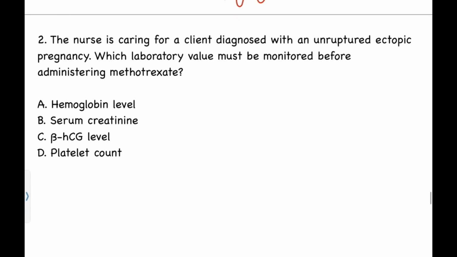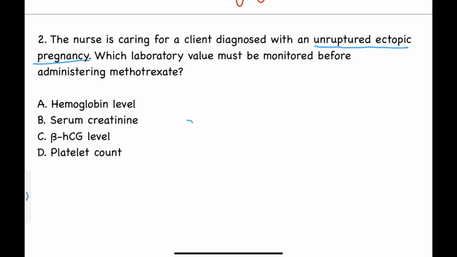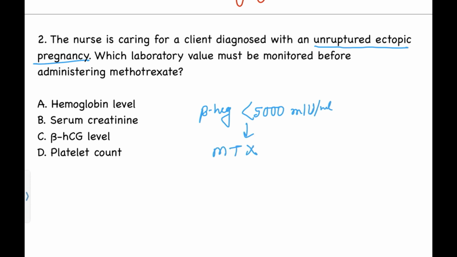Now let's move to the next question. What is our next question? The nurse is caring for a client diagnosed with unruptured ectopic pregnancy. Which laboratory values must be monitored before administering methotrexate? Now remember, methotrexate works by checking the beta HCG value. If the beta HCG value is less than 5000 milli international units per ml, then only we will use methotrexate. So whenever we administer methotrexate, we need to monitor the beta HCG value.